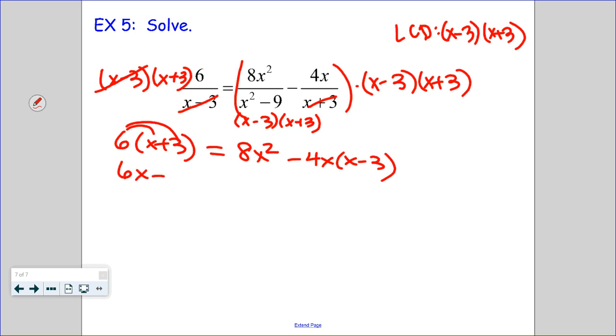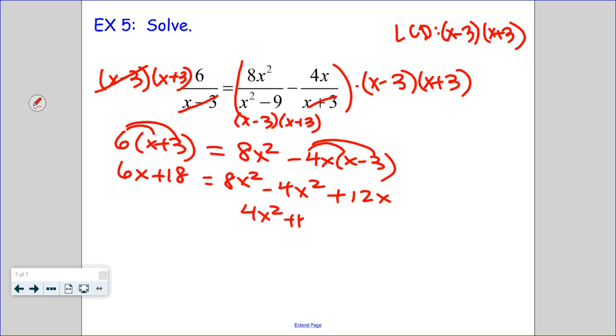Okay, so multiply. We have a 6x plus 18. And we have a negative 4x squared plus 12x. Did I do that right? So combine your like terms, get it all to one side. I would try to get it to the right side because that's going to give you a positive 4x squared. So subtract the 6x from the 12x and subtract the 18.